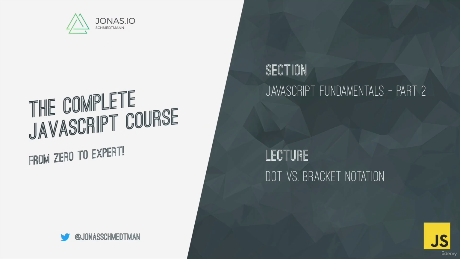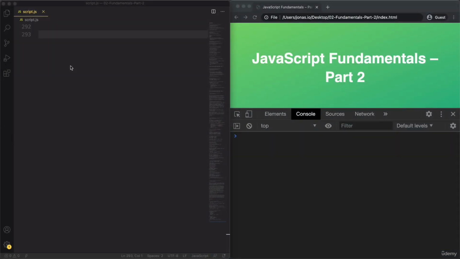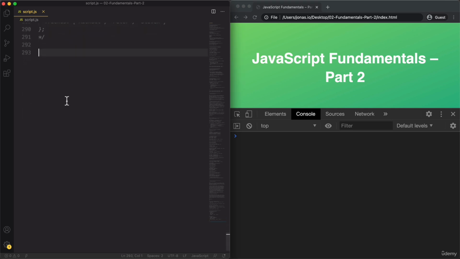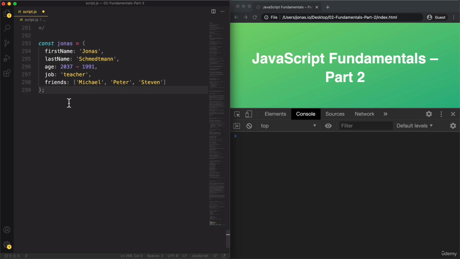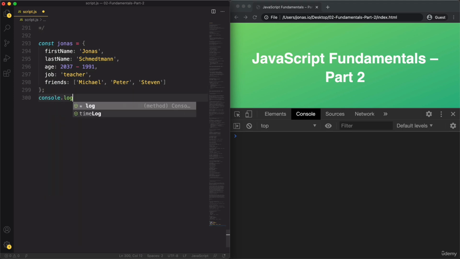In this video, you're gonna learn how to retrieve data from objects and also how to change data in objects using both the dot and the bracket notation. So let's actually get the object here from the previous lecture. So that's the Jonas object. And I noticed that we actually didn't even take a look at it in the console. So let's quickly log it.